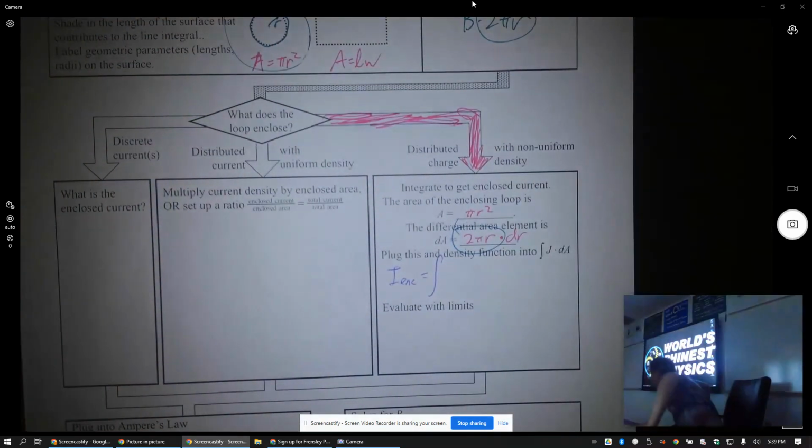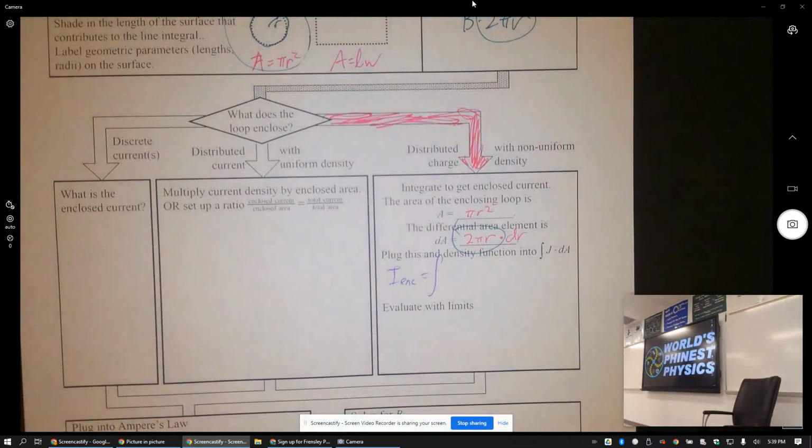Oh my gosh, the light's going off again. Always with the lights going off. I don't know how to fix that.